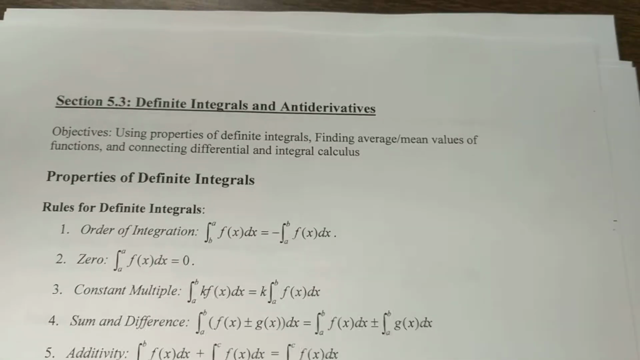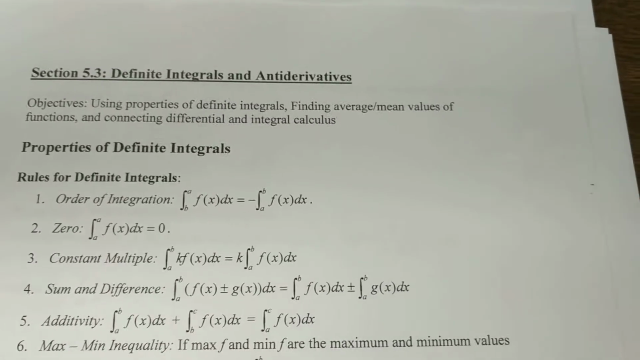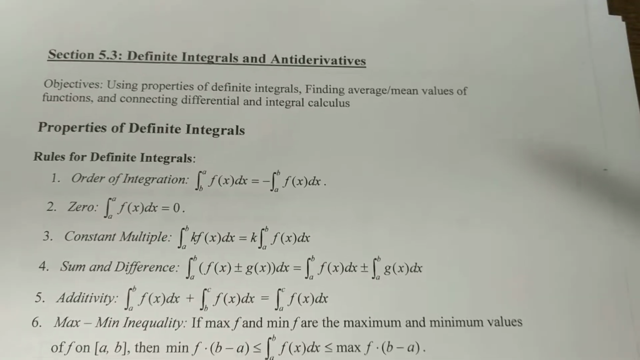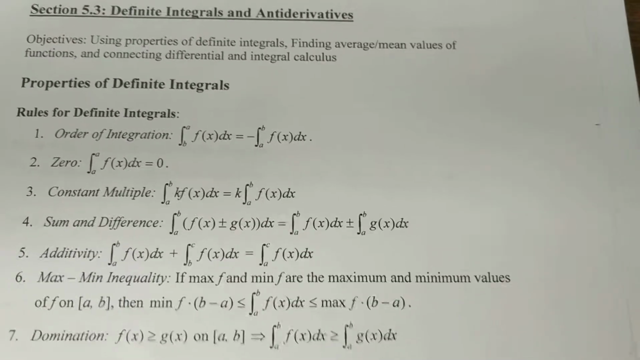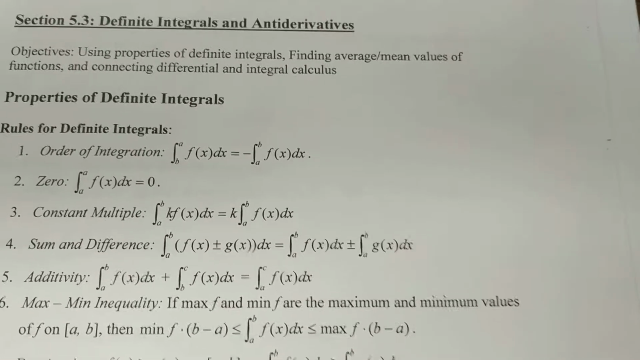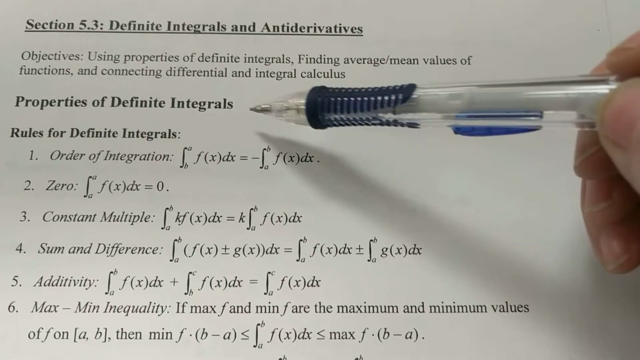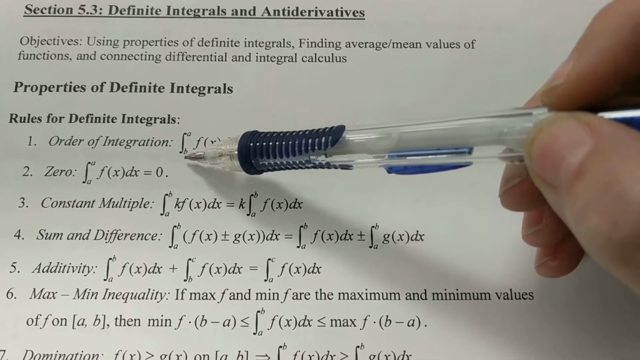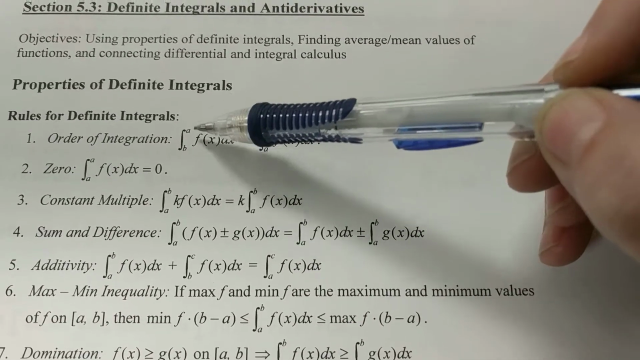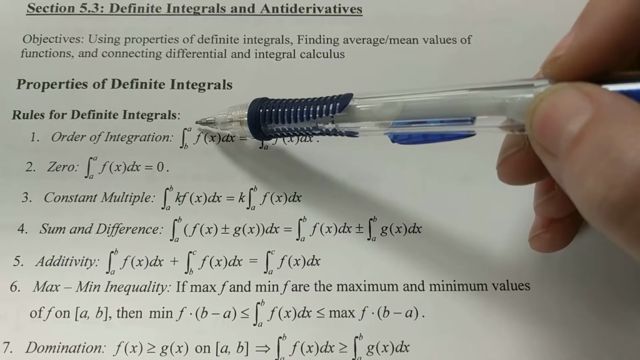In section 5.3, we're going to start investigating how we find antiderivatives. In order to do that, we have to look at some of the properties they give us. When we've talked about doing an integral, we talk about the area underneath f of x from a to b. But notice that on this one, the order of integration is switched. This one goes from b to a.